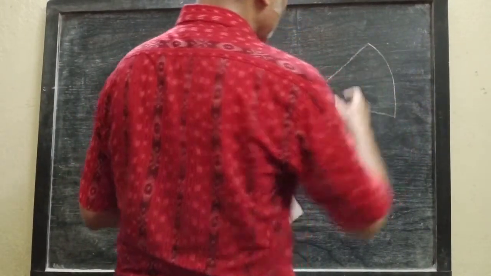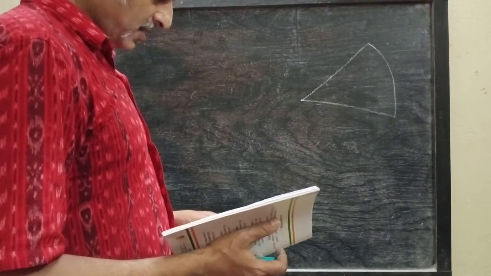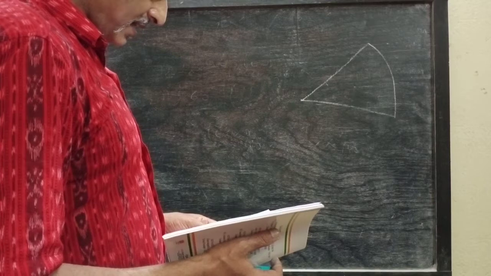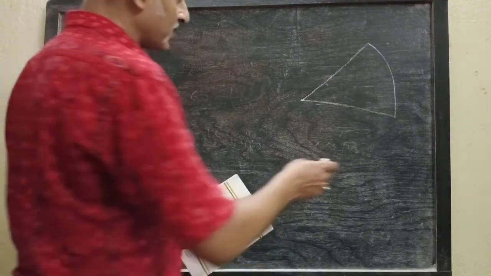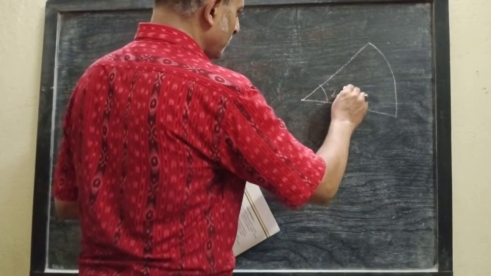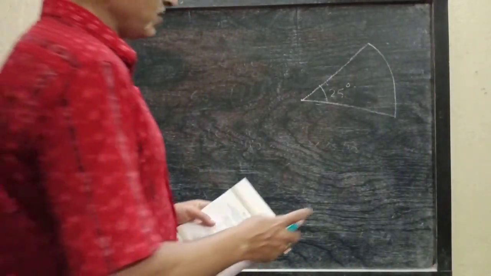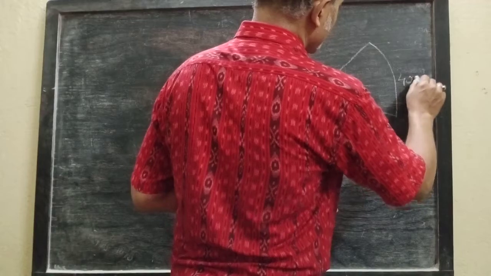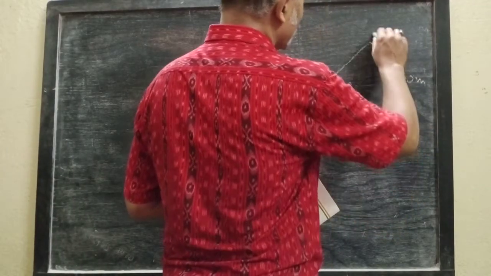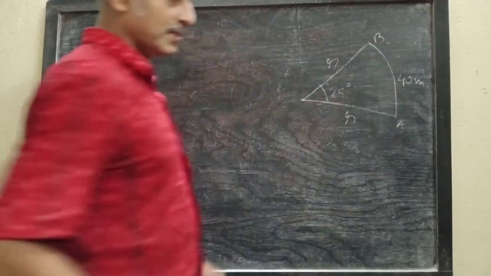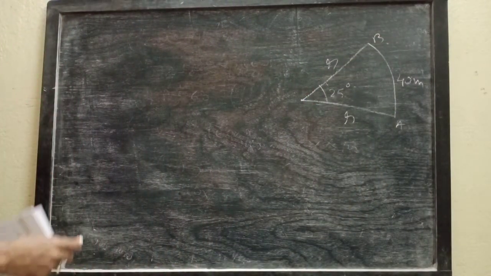This is the center of the circle. It says a railroad curve is to be laid out on a circle. What radius should be used if the track is to change direction by 25 degrees? This angle will be 25 degrees in a distance of 40 meters. In a distance of 40 meters means this arc length will be 40 meters. So what radius should be used? This R is asked here. Okay.